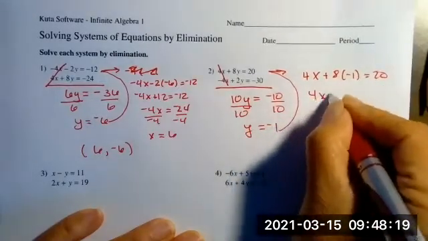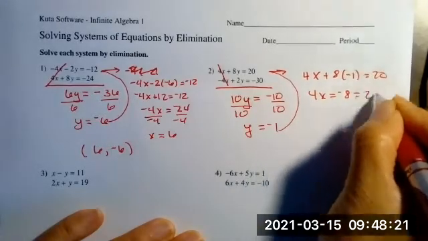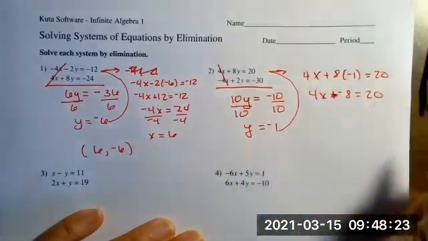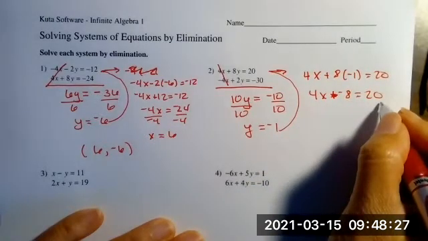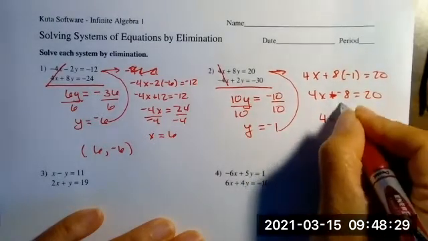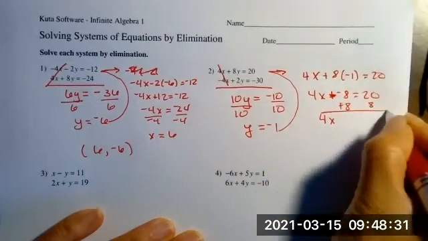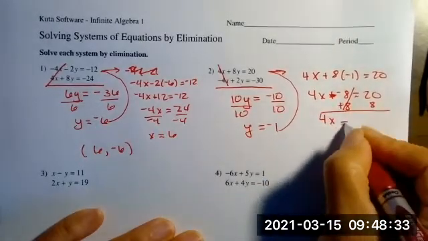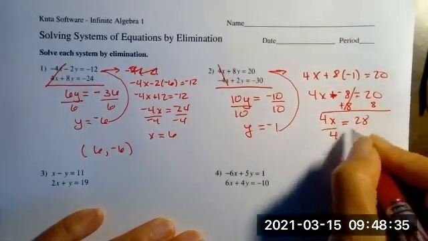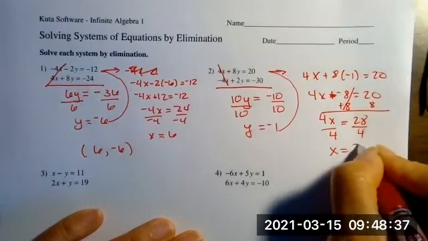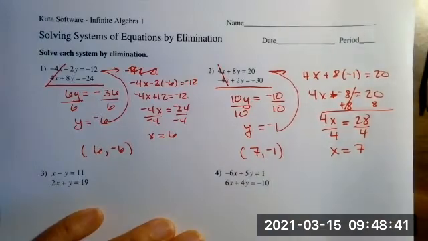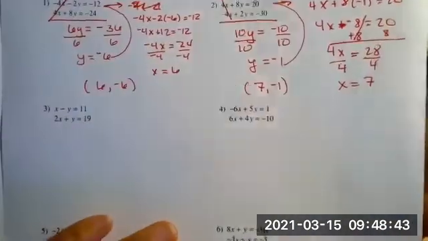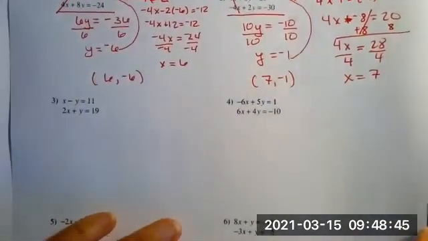So we have 4x plus negative 8 equals 20. I'm going to add 8 to the other side. I guess I should write that. So this becomes 28. Divide by 4, x equals 7. So 7, negative 1. Okay. Next one.